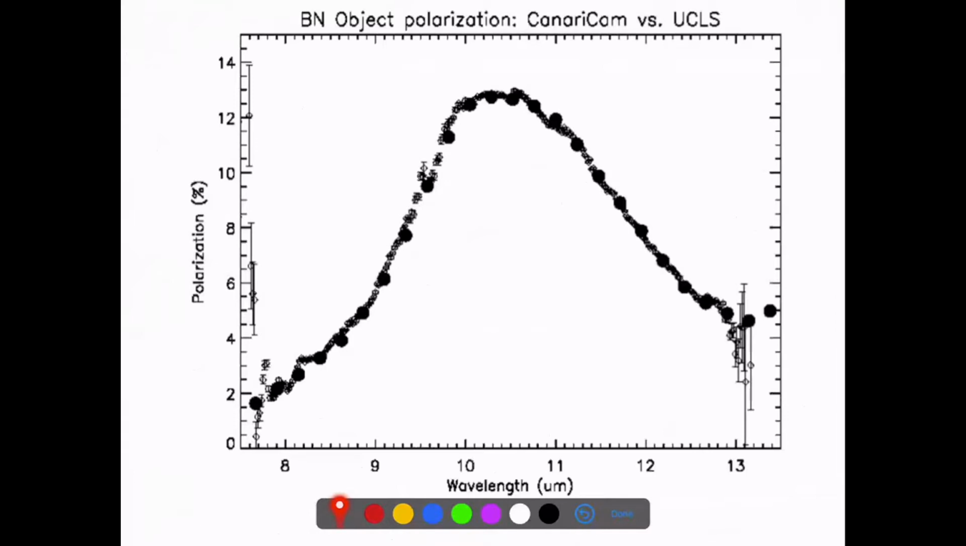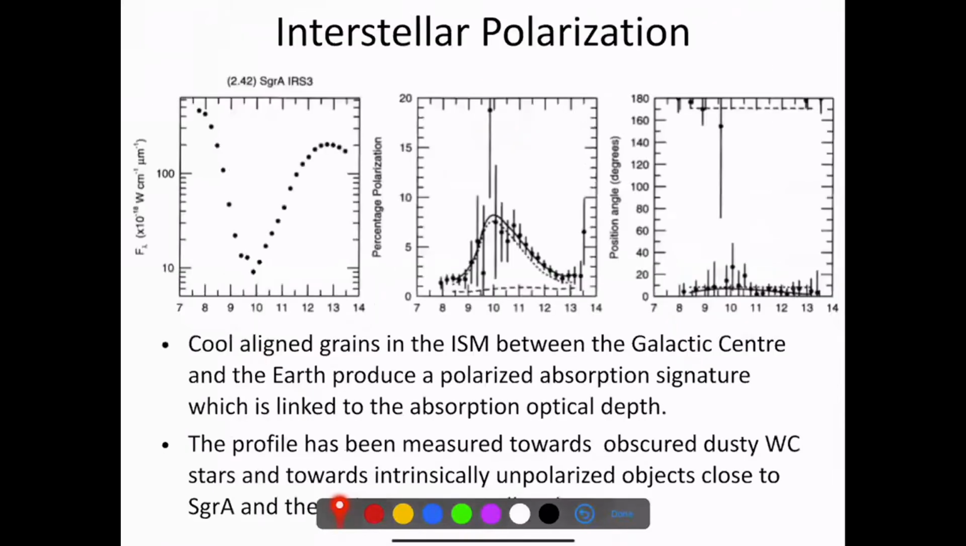The current state of the art in polarimetry at these wavelengths is CanariCam on the GTC. Here's a comparison between the polarization towards the BN object obtained during the CanariCam commissioning and the old data from the UCL spectrometer. You can see that the correspondence is actually, I think, remarkably good, but there are regions here, here, here, and here where there are hints of weak structure, which, if we can observe a number of these objects, could then tell us much more about the constituents of interstellar dust.